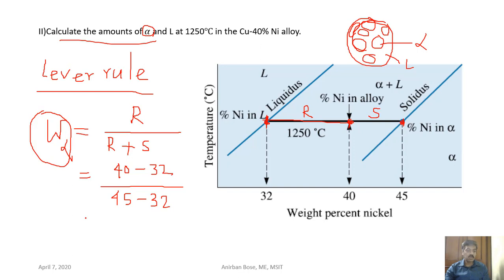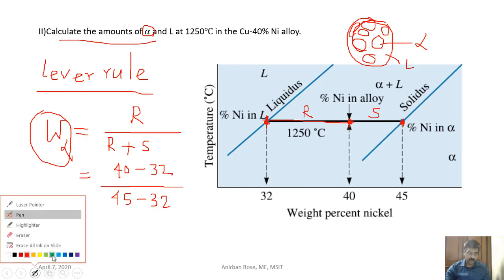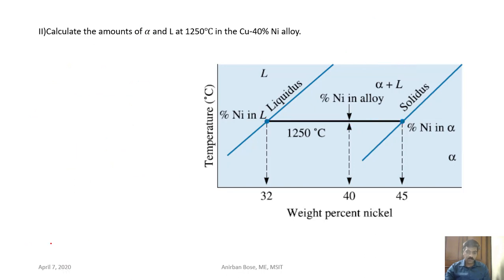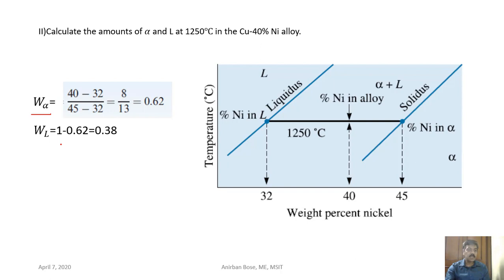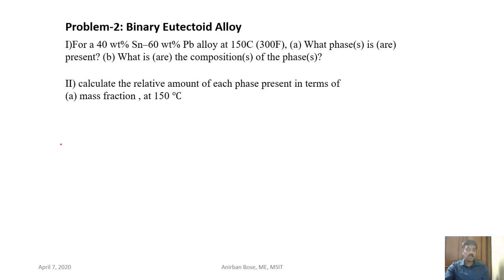If you can find the weight fraction of alpha, then definitely 1 minus that will be the weight fraction of the liquid. So if you do this calculation, you can find the result. This is W alpha, that means 62% is basically solid and the remaining portion, that means 38%, is liquid. Clear? Now coming to the next problem.